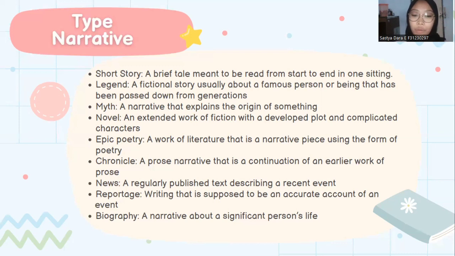Reportage is writing that is supposed to be an accurate account of an event. And the last, biography, is a narrative about a significant person's life.